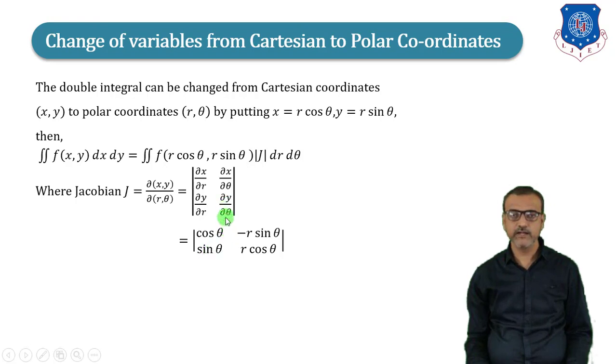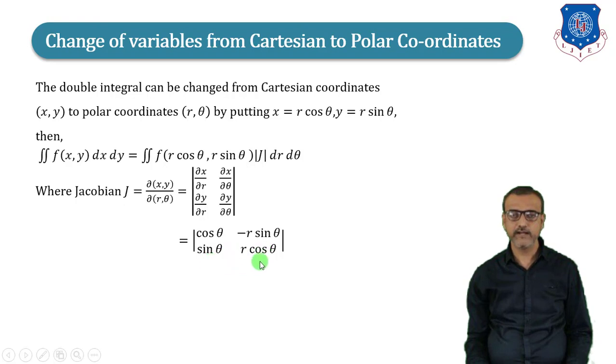Now we will find del y by del theta, which means the partial derivative of y with respect to theta, keeping r constant. So r is constant and the derivative of sin theta is cos theta. So del y by del theta is equal to r cos theta.